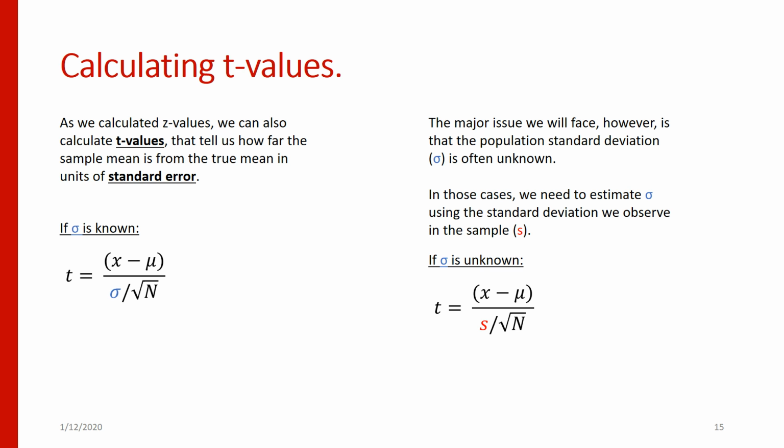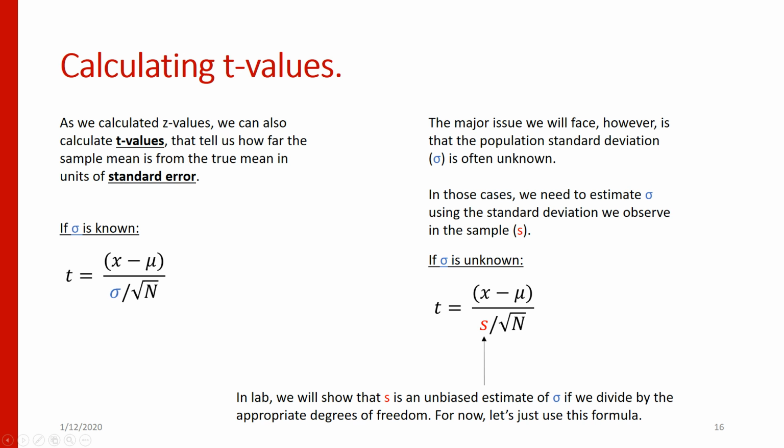So in those cases, we're going to need to estimate sigma using the standard deviation that we observed in the sample. So rather than having sigma divided by the square root of n, we're going to have s divided by the square root of n. So it's the standard deviation that we observe in the sample divided by the square root of the number of observations in that sample. And in lab, we will show you exactly why we can use s in this way.